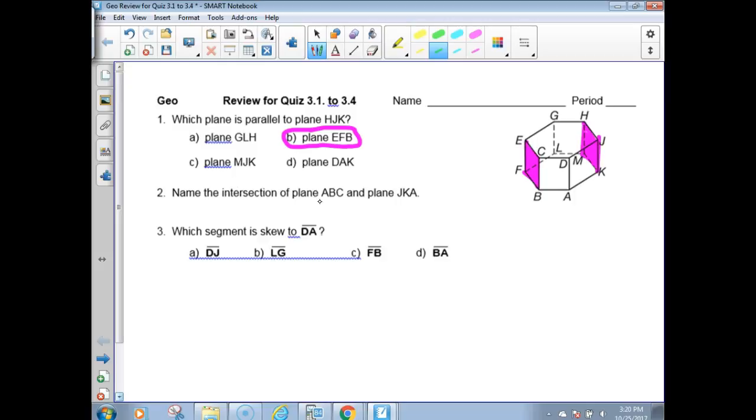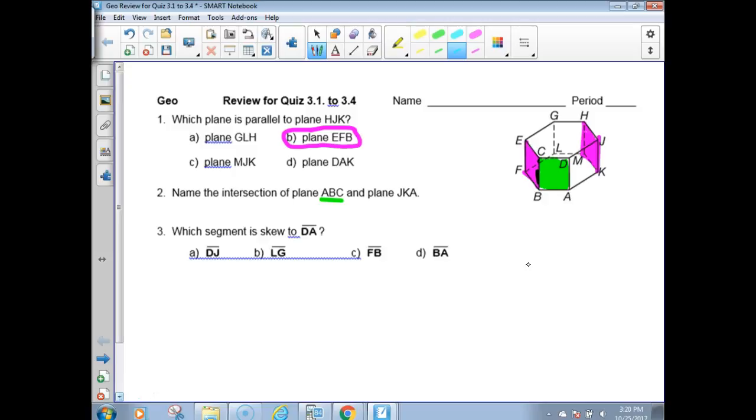All right, name the intersection of plane ABC. Now I'm going to find plane ABC, it is this front side right here. I had students on the last quiz so clueless about this, and I'm not sure what it is that makes it so difficult. I've never been able to quite figure it out.